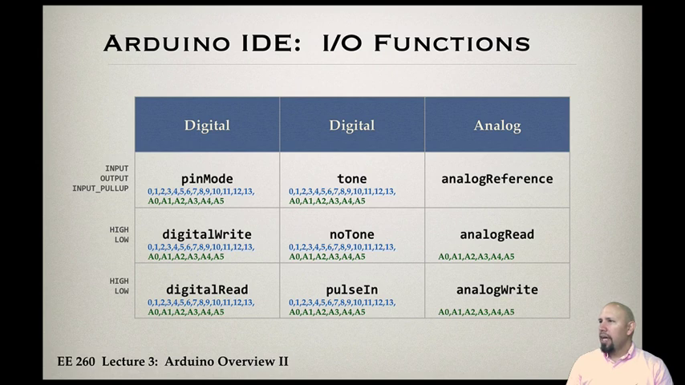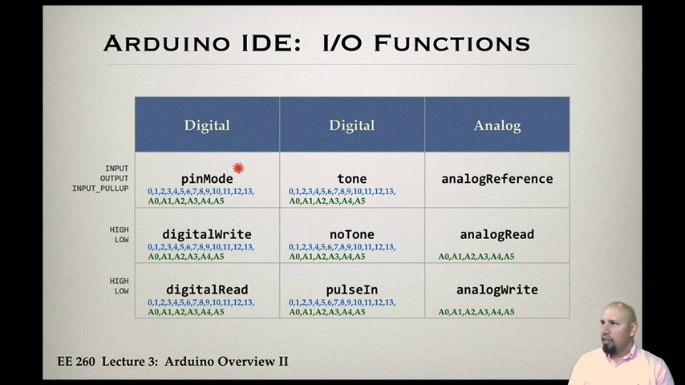But these are the main ones that we'll be using. So there is a pin mode, which is used to determine what a pin will be used for. So we have a general input-output pin. Pin mode sets that pin to be a certain thing.